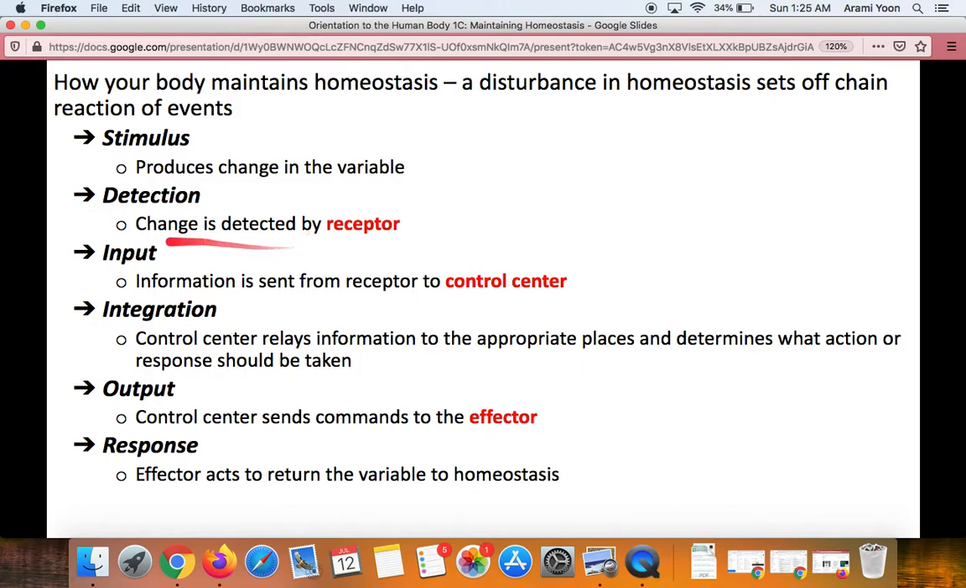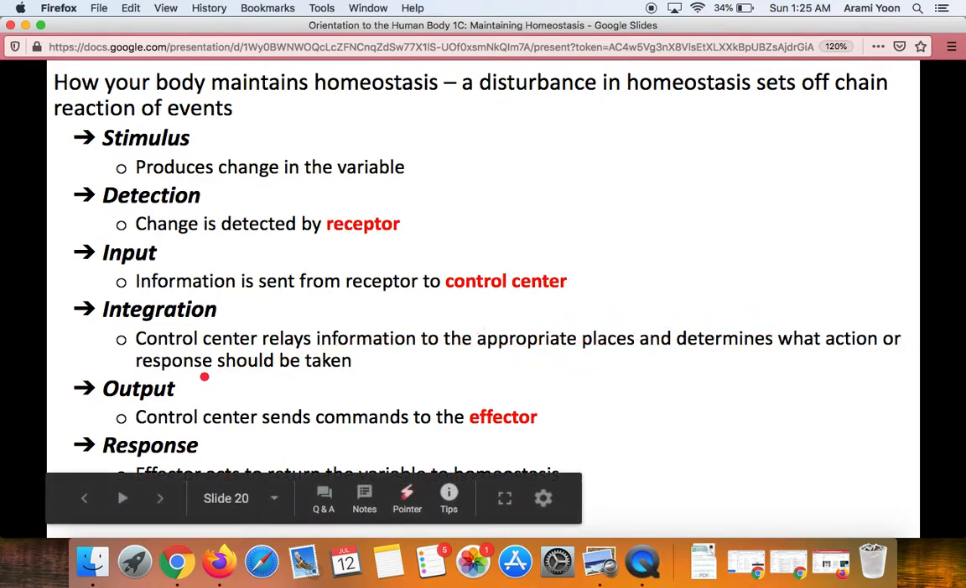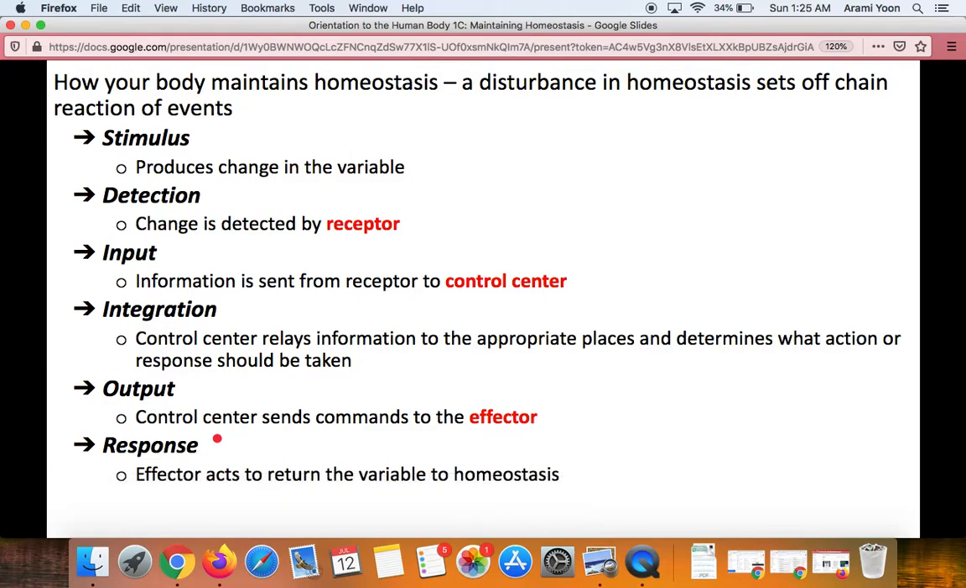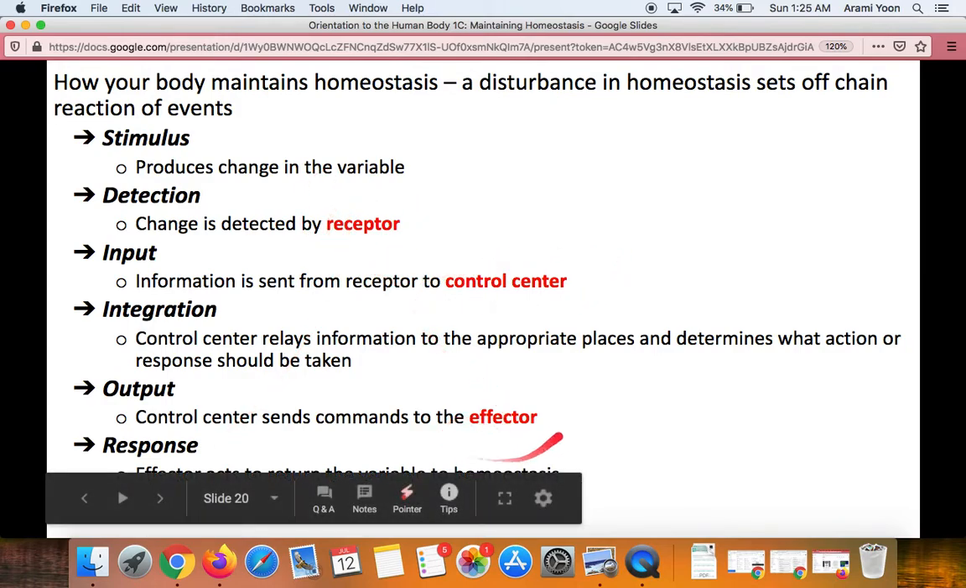And then that receptor will send input to the control center, and then the control center will integrate that information, meaning it will send that information to other appropriate places in the brain and determine what action or response should be taken. Then it will send an output or a command to the effector, and then last of all, the effector will carry out the response. I am so sorry about this navigation bar that's blocking the bottom of the slide, but the response is going to be something the effector does to return the variable to homeostasis. And so these three words here, receptor, control center, and effector, those are the physical parts that you must have to maintain homeostasis, and these things here are the actual events that happen during a homeostatic loop.